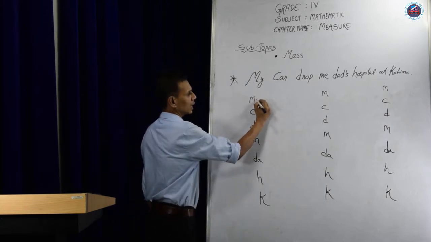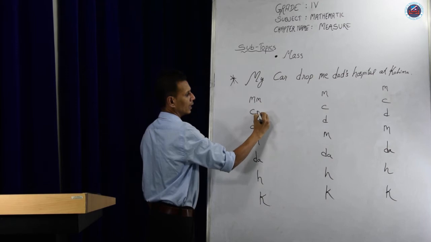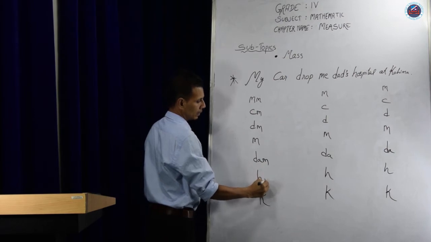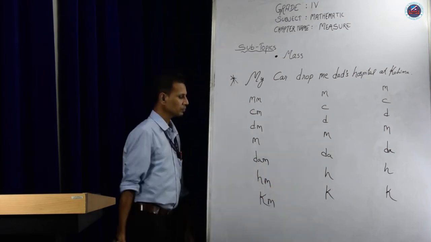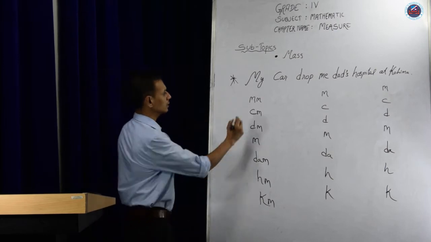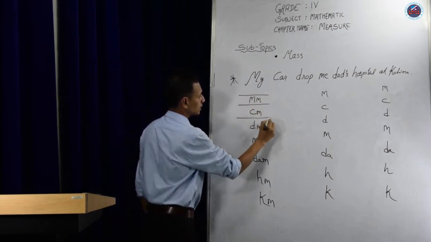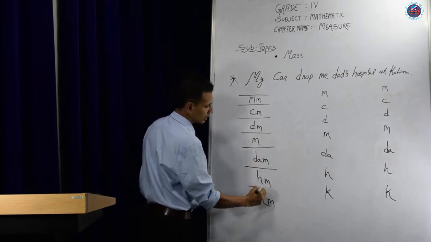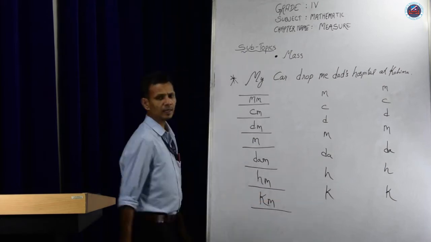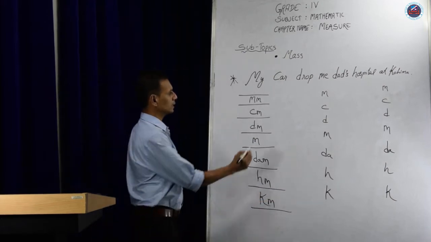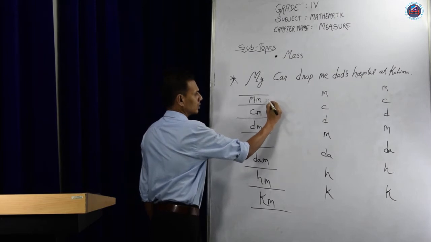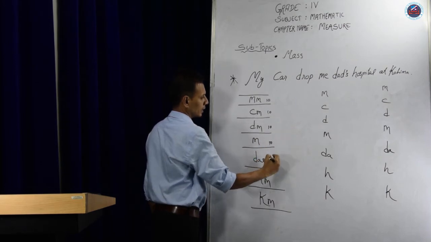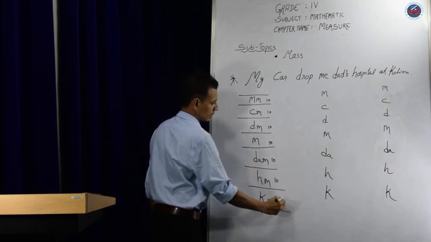Now, I'll fill up with M. M is already there. Millimeter, centimeter, decimeter, meter, decameter, hectometer, and kilometer. Is that clear? Now, between each unit, there is a division of 10. 10, 10, 10, 10, 10.